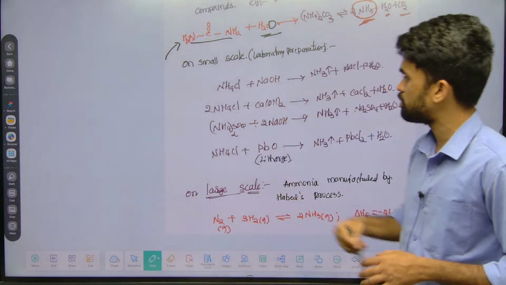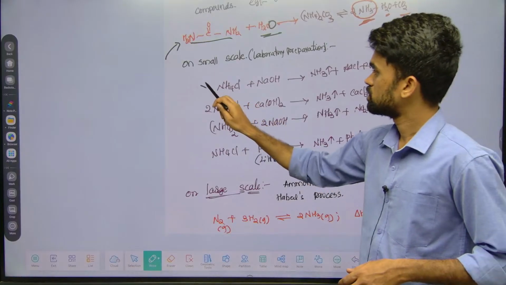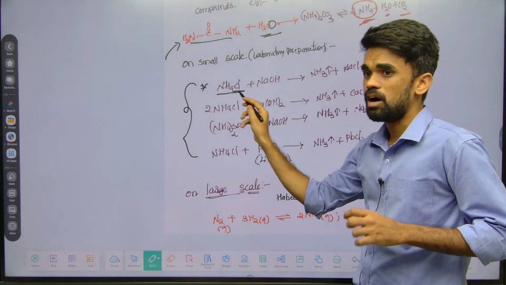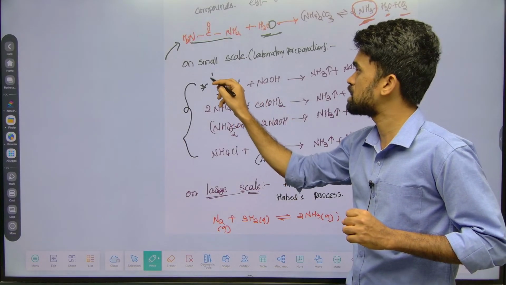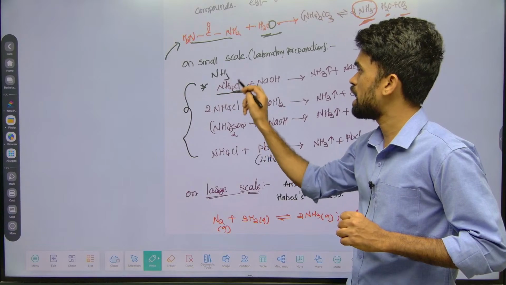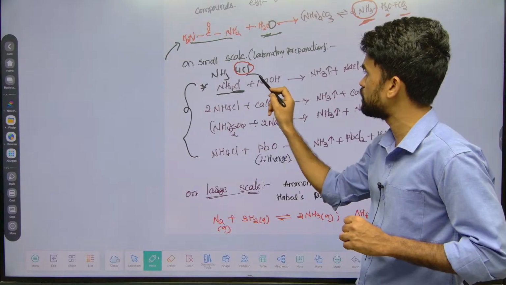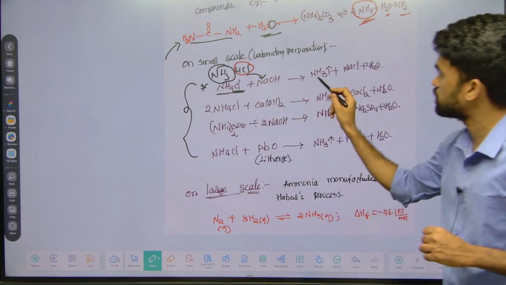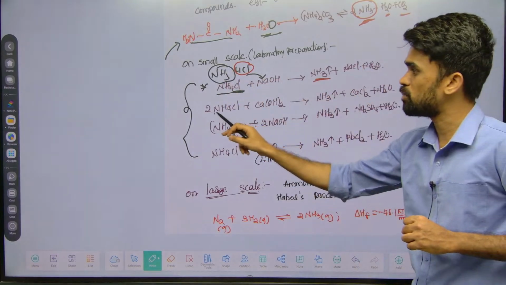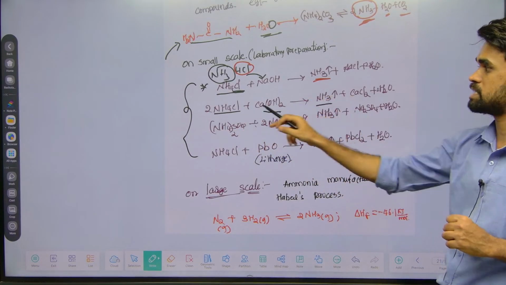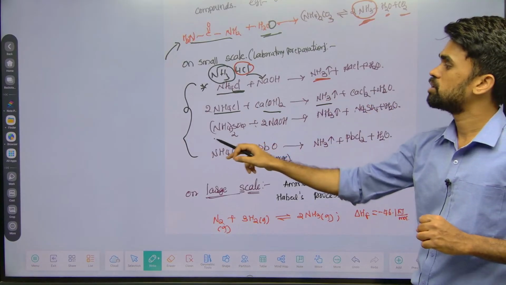Okay, the next one, laboratory methods again. Write all these laboratory methods. The first one is from ammonium chloride with base. Ammonium chloride is a salt. How is this salt formed? From a weak base like ammonia and a strong acid like HCl. So this HCl will react with the base and give you ammonia back. Same story here also: ammonium chloride with Ca(OH)2 gives ammonia and the respective salt, CaCl2, and H2O.